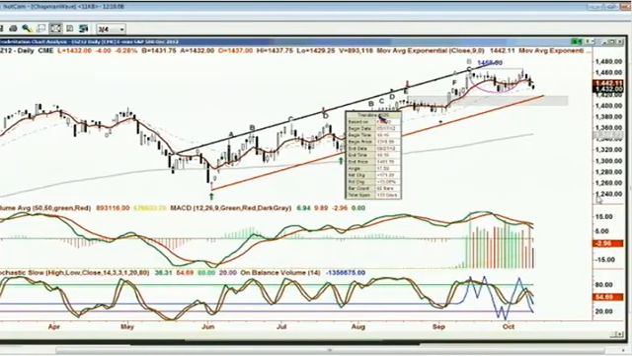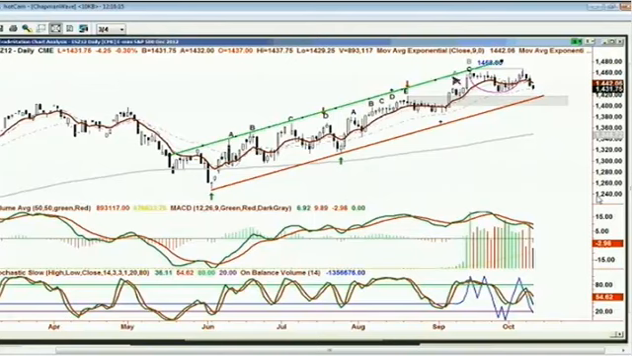Now I change the color. The color is changed for what reason? Because if it breaks out decisively above this green line, that's very positive. But if it breaks down, and then what I do, I don't want to make this too messy, but I want to show you what I do.